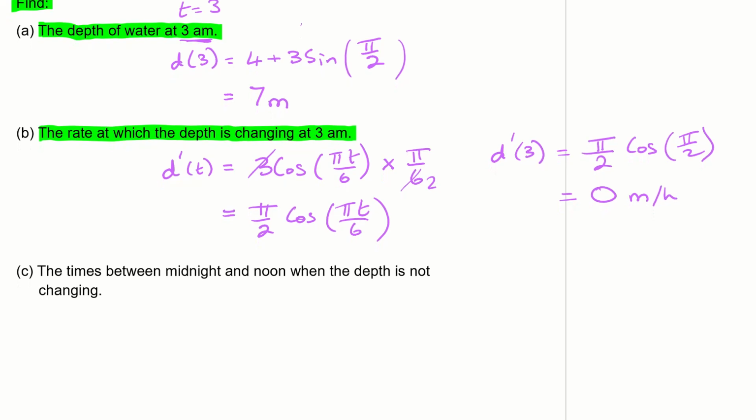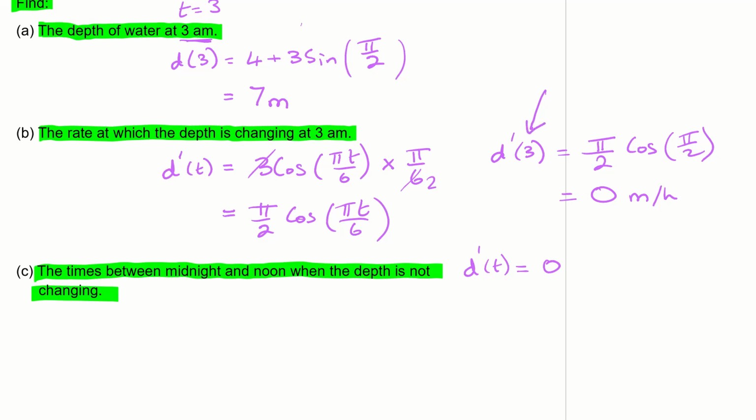And then we want the times between midnight and noon when the depth is not changing. In other words, we want where d dashed is equal to 0. And we've already found one of them being at 3. We know that d dashed is equal to pi by 2 cos pi t by 6. And so we want when this is equal to 0, the cosine is equal to 0.